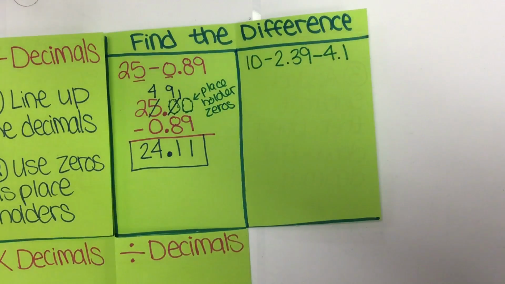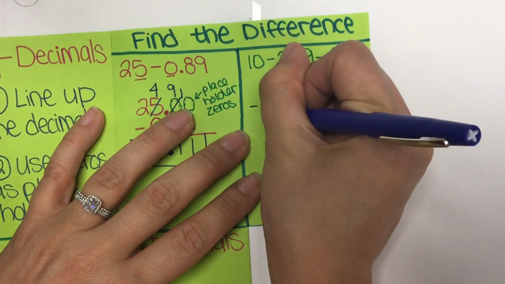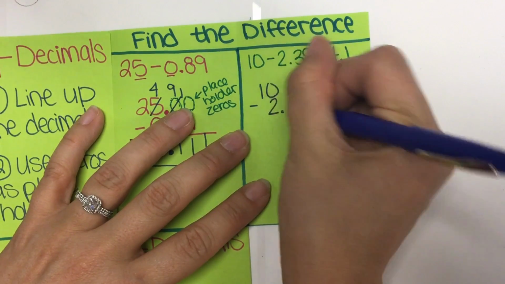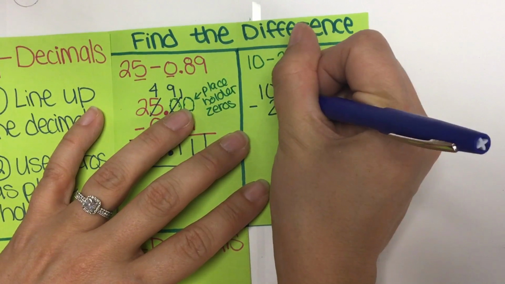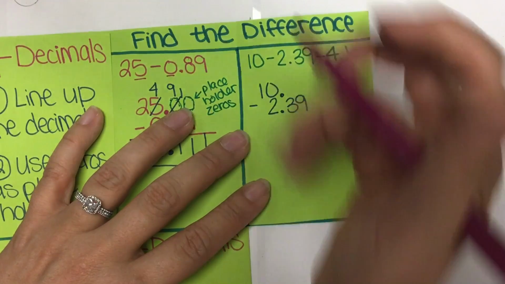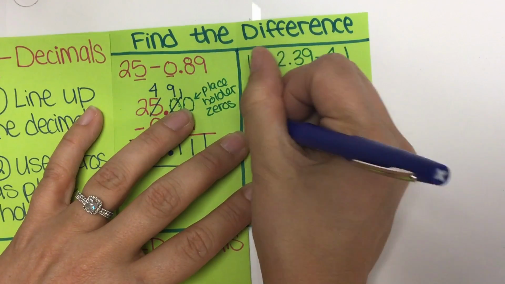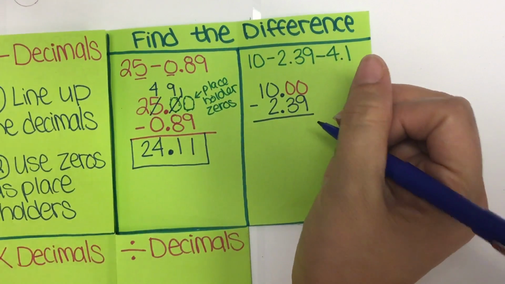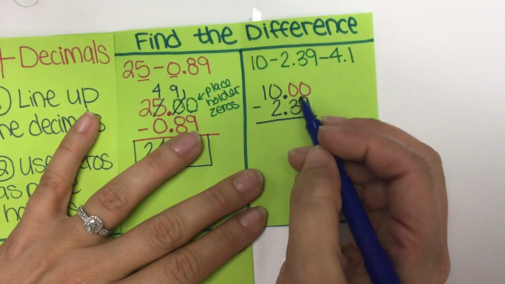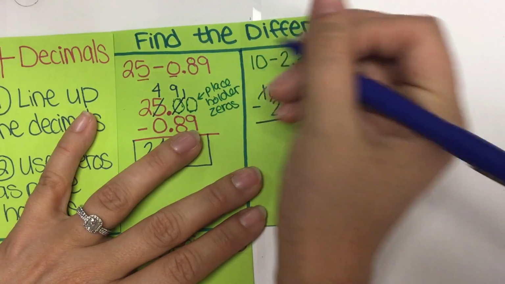So I'm going to go ahead and set that up. I have 10 minus 2, because that's my whole number, and 39 hundredths. I have to line those decimals up, so I have to put my placeholder zeros here in order to be able to actually do this. So I'm going to go ahead and show my borrowing. They love doing this because they want to know, do you know how to borrow? So just get used to it. You're going to see it a lot.